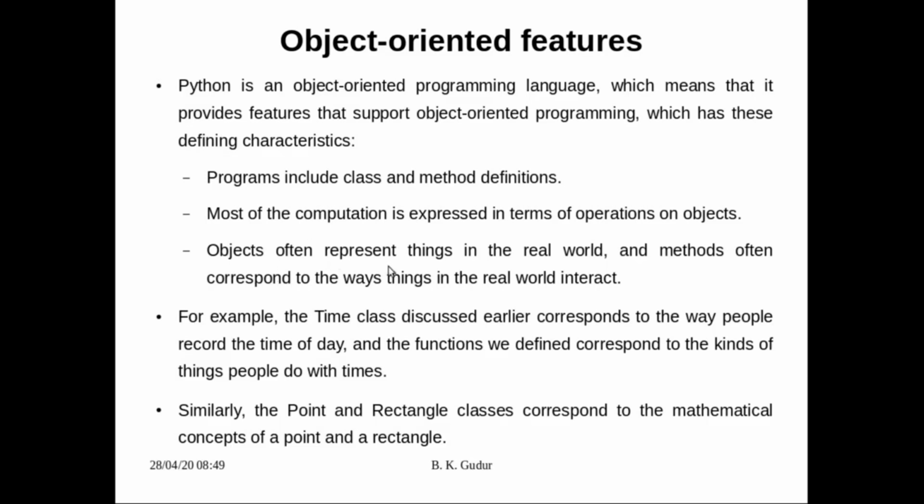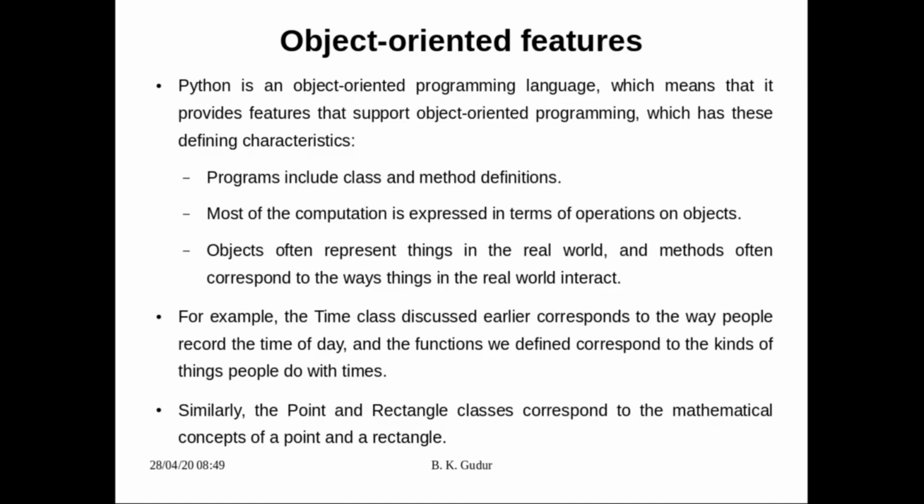Objects often represent things in the real world. The methods often correspond to the ways things in the real world interact. For example, the time class discussed earlier corresponds to the way people record the time of day, and the functions we defined correspond to the kinds of things people do with the time. Whatever time class we have discussed records the time of the day, and the functions are what people do with the time.